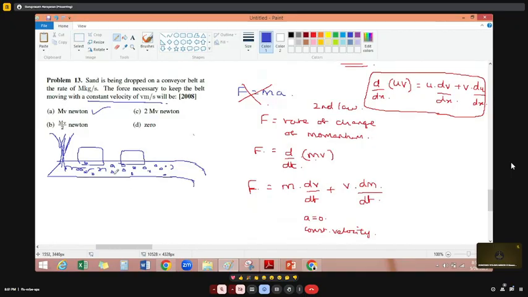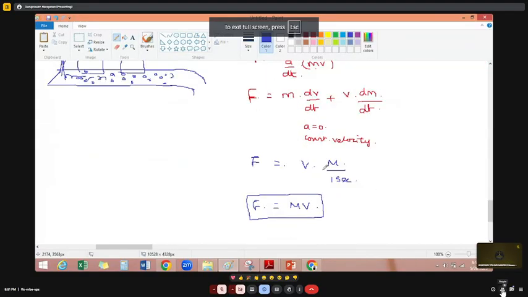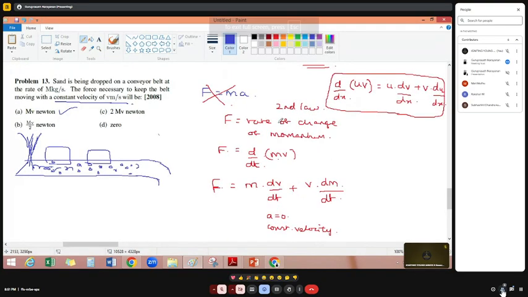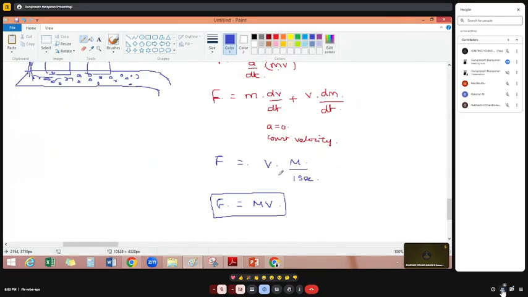Okay, so it may look like a complicated problem, but it's actually an easy problem if you know the basic underlying principle. If you don't know this, changing mass means I should not use F is equal to ma, then it's a very, very difficult problem. If I know this, it's a very easy problem.